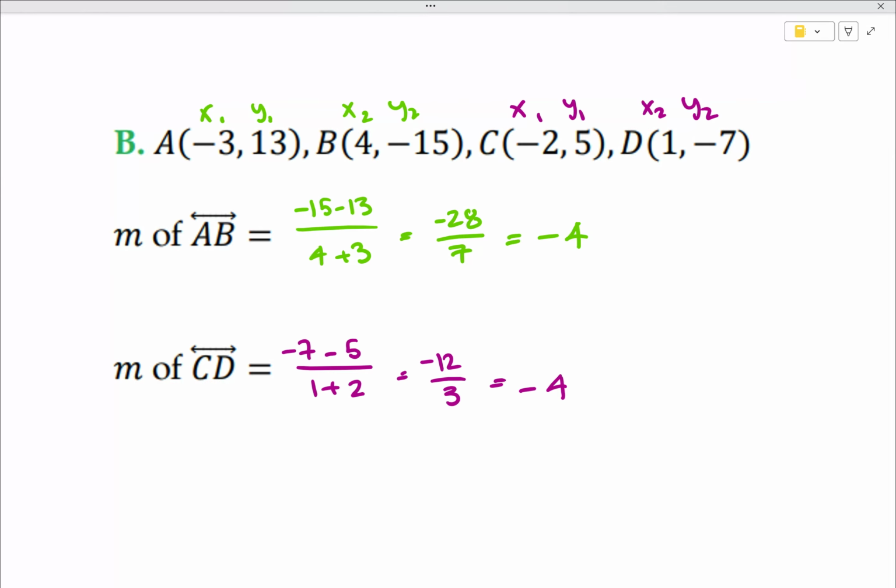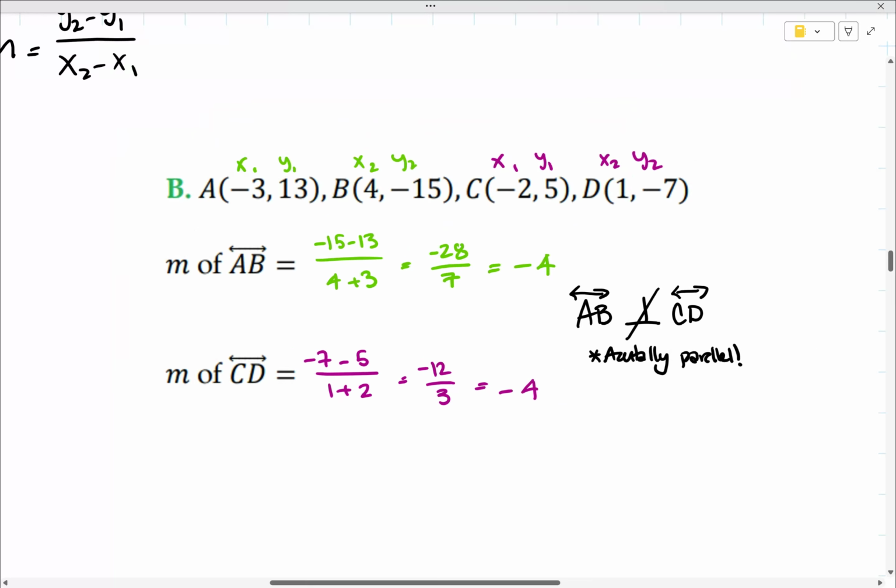So hopefully this looks a little familiar from last week. They are the same slope, which means these are actually parallel lines, but they are not perpendicular, which is what we were looking to find. So AB is not perpendicular to line CD. They're actually parallel because they have the same slopes.